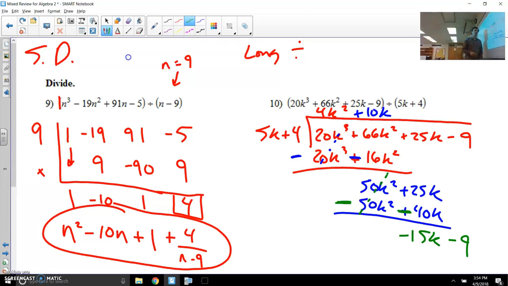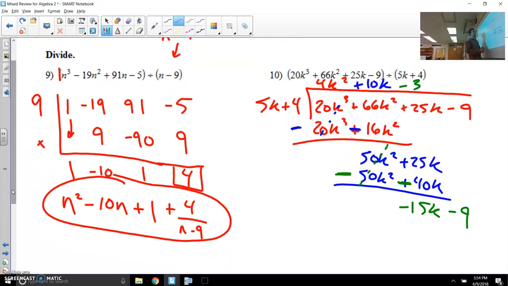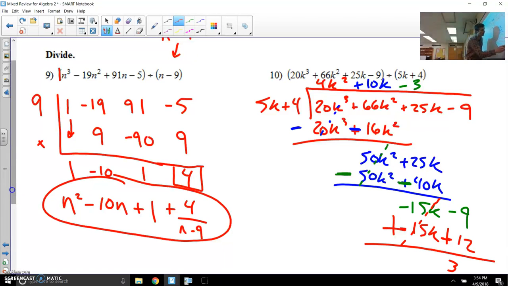Drop the negative 9. Last time, 5 goes into negative 15, negative 3 times, and the k's are actually correct. I don't need to put an extra one there. So negative 3 times 5 is negative 15k. Negative 3 times 4 is negative 12. But again, we're subtracting. So if you're minus and a minus, that's ultimately making this a plus. Same thing for the other one. Minus a minus makes a plus. These cancel out, and you end up with 3.